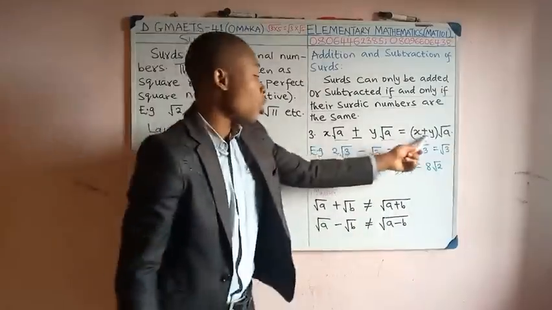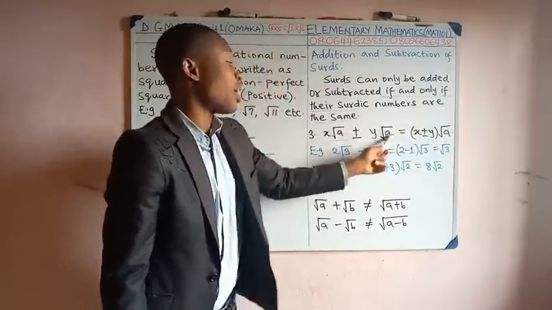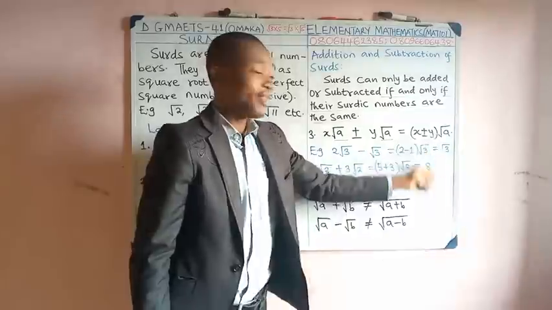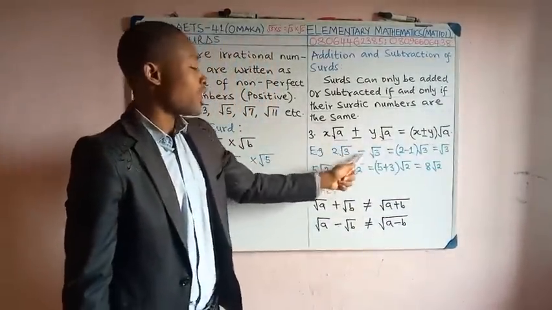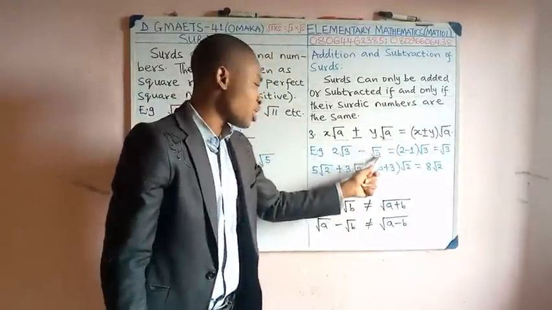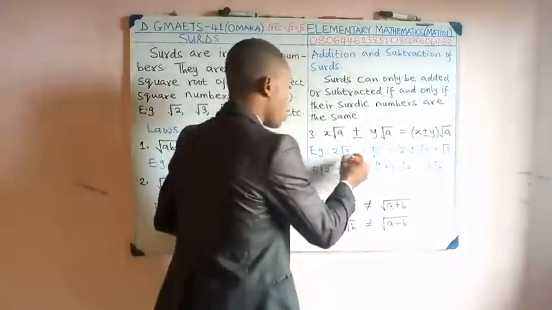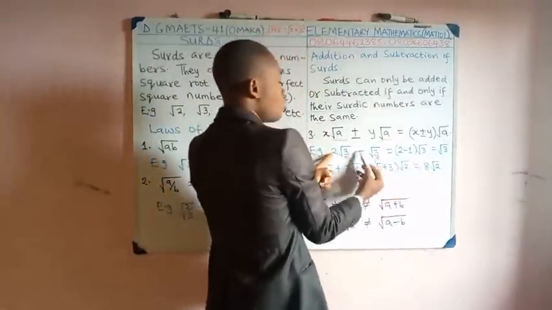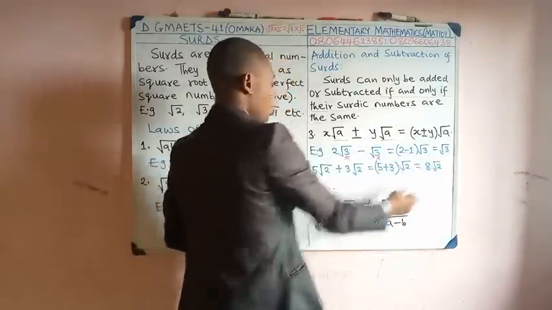How do we solve that? It's equal to simply factorizing the common root a. Then add the numbers multiplying the roots, or subtract them. So we have x plus or minus y, then times the common root a. As an example, 2 root 3 minus root 3. Take note that this minus root 3 is the same as minus an invisible 1 times root 3. Are you following? Now, their surdic parts are the same, that is root 3. So you simply factorize it out. Then we'll have 2 minus the invisible 1 here. And 2 minus 1 will give us 1. 1 times root 3, we have root 3.